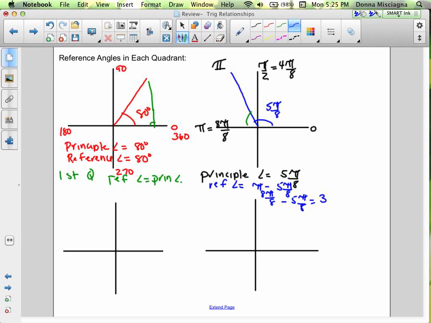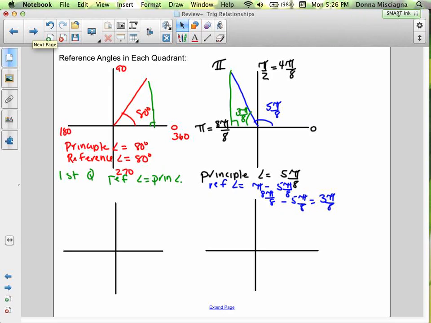So that would be 3 pi over 8. Right here, this angle is 3 pi over 8 because we're measuring right back to the x-axis. And there we go, we found the reference angle. By the way, this is about half of the work in evaluating an angle: to graph it and find the reference angle, which depends on which quadrant you're in.